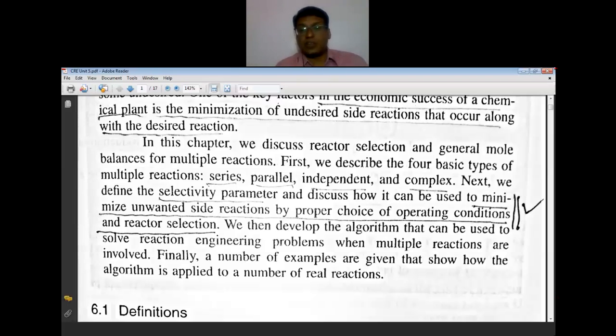Then, minimize the unwanted side reactions by proper choice of operating conditions and reactor selection. This is the only thing you can manage and manipulate: the operating conditions and the reactor selection. But if you go into the industry, changing or selecting a reactor is difficult because it involves the maximum cost. However, you can play with the operating conditions very conveniently, and you can go on doing trial and error with your understanding and analysis of the particular kinetics, the reactions and the side reactions.